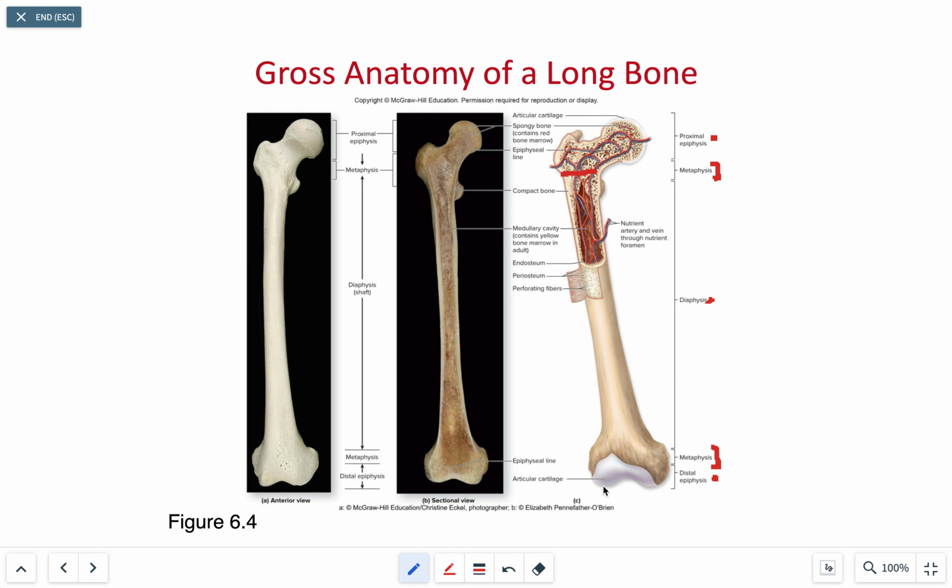Also worth noting, in the epiphysis we see the articular cartilage. It'll be located in this example on the distal and the proximal ends. And this hyaline cartilage is important for articulation between the two joints.